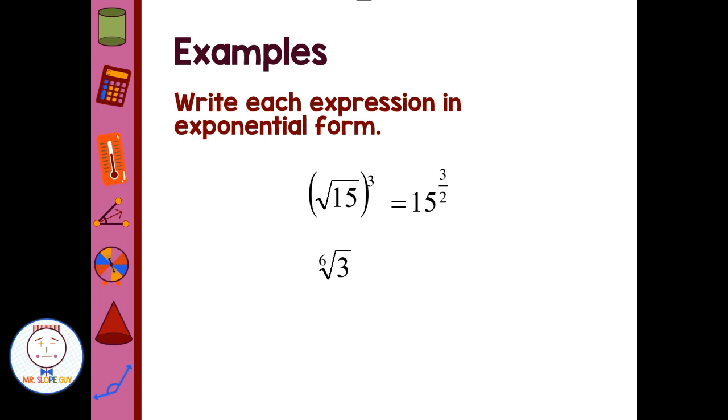The 6th root of 3 is 3 to the 1/6. The 4th root of a to the 7th, we have a to the, and the denominator is 4, the numerator is 7. The root or index is the denominator, and the exponent is your numerator.